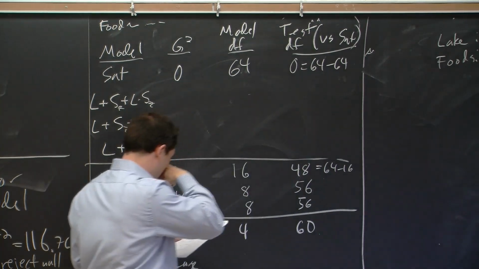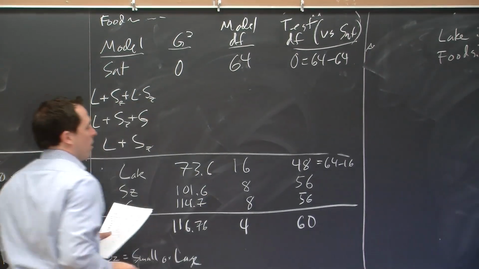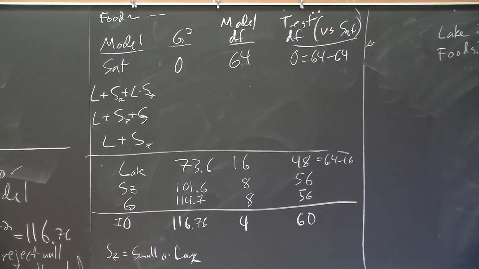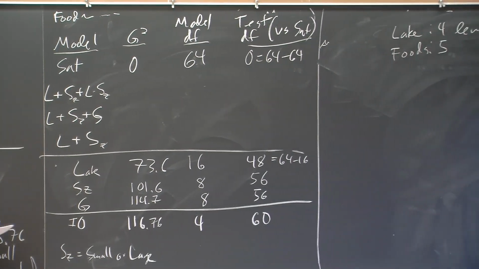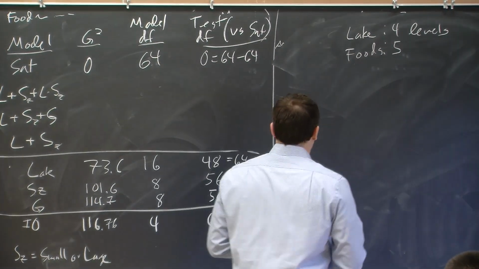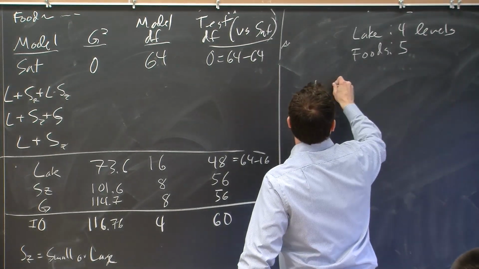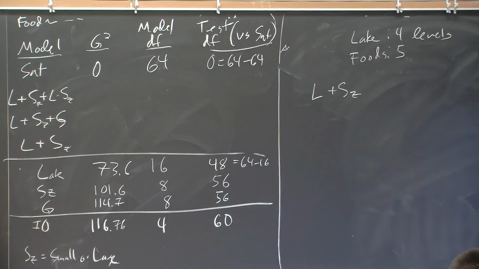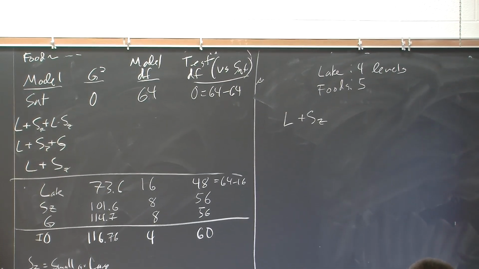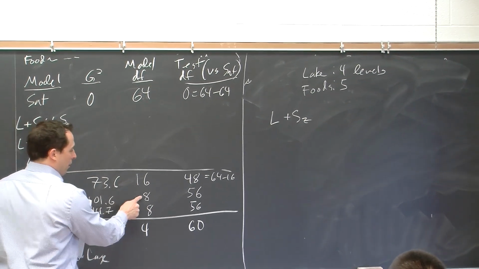48. And if you compute the T-squared, you get 73.6. Okay, how about lake plus size? Think about that for a second. Hint, it's not this plus this.